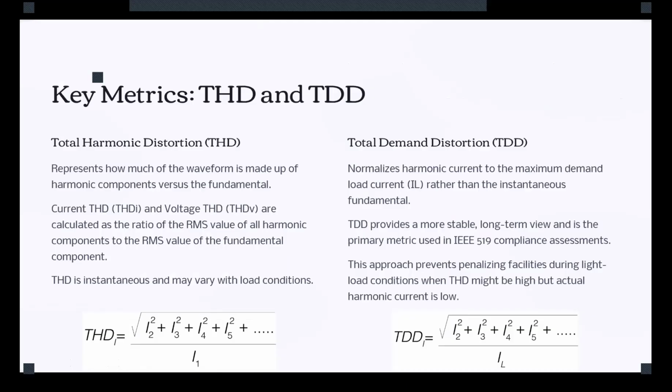Now, we mentioned that we have two parameters that quantify the harmonic distortion in our system. One is THD, which is short for total harmonic distortion, and the other one is TDD, which is short for total demand distortion. Now let's talk about them. Let's define them. What are those parameters that can help us quantify the distortion caused by harmonics?